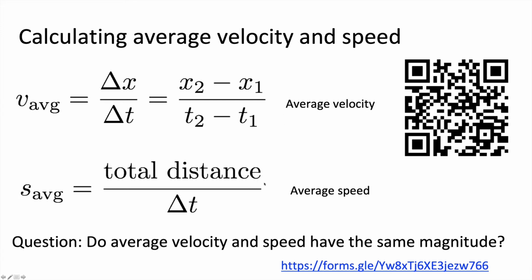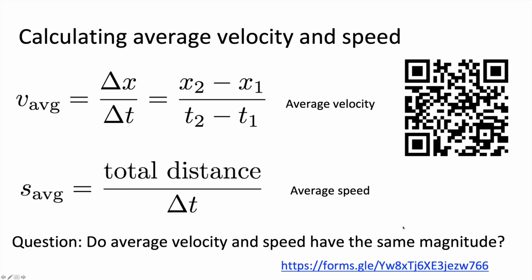Now we can also calculate an average speed. The average speed is given by the total distance traveled. So distance, that was the total path length over which our object went, divided by the change in time. So question, do average velocity and speed have to have the same magnitude? So the answer to this is no.